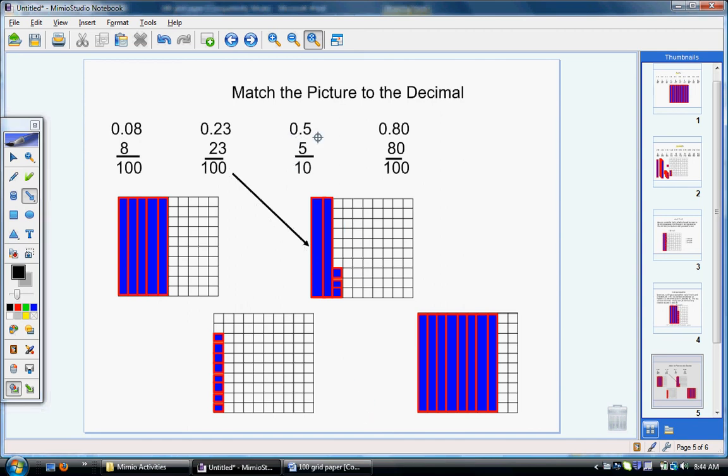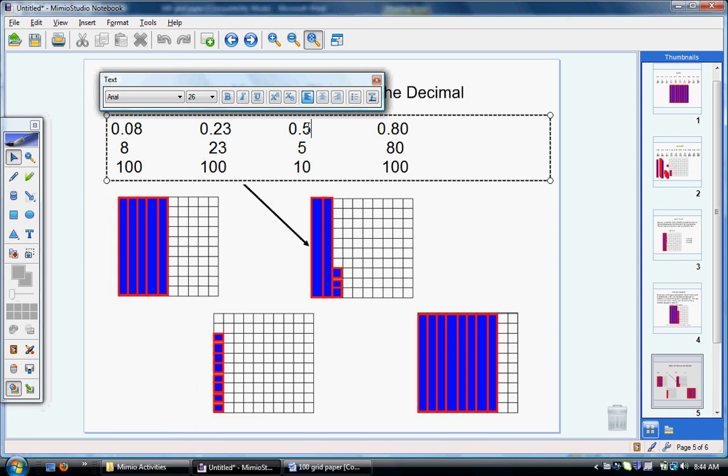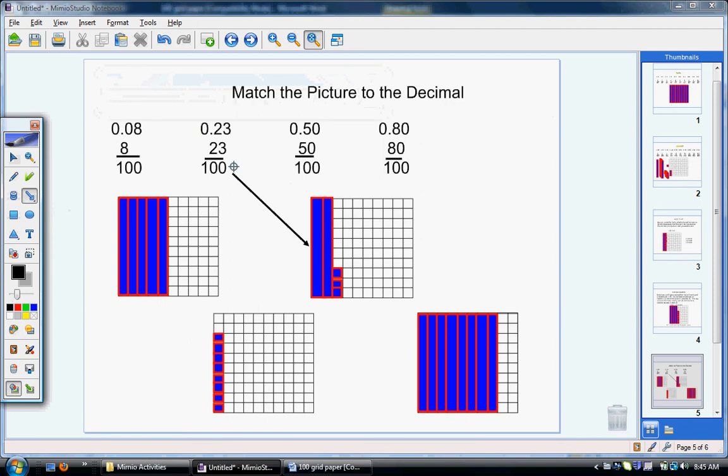Now let's look at this one because it's the only one with a 5. 5 tenths, remember, might be a little confusing. You may be wondering, should I have 5 little squares or 5 rows? Remember, you can add that 0 on it, so it becomes 50 hundredths. Now that might make it a little bit easier for you. 50 hundredths is going to have 50 little squares, and I know that 50 little squares is going to be half of them. This one right here is the only one with 5, and there's 50 little squares, or 5 tenths, 5 of those rows. So this one goes with this picture.